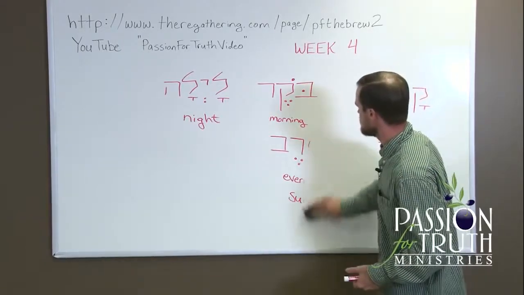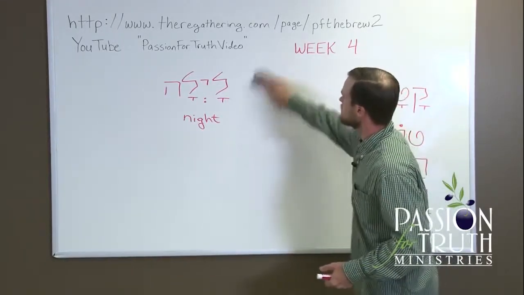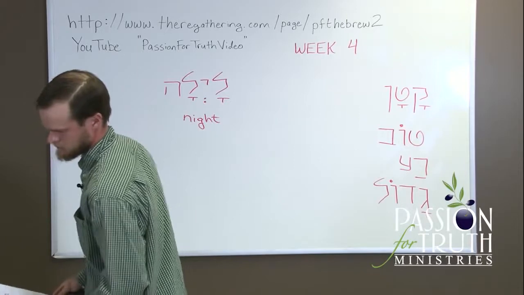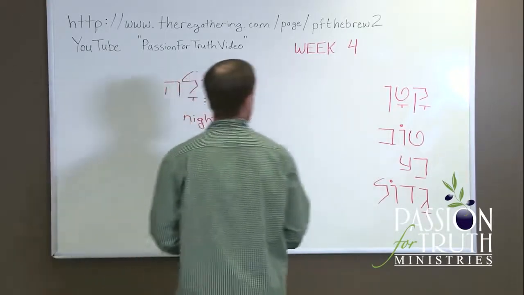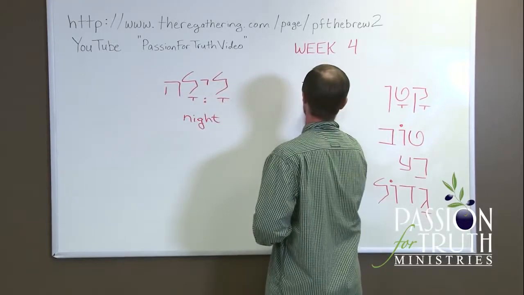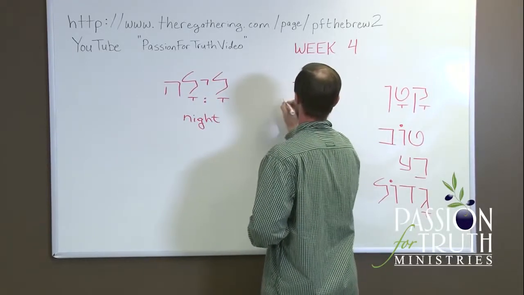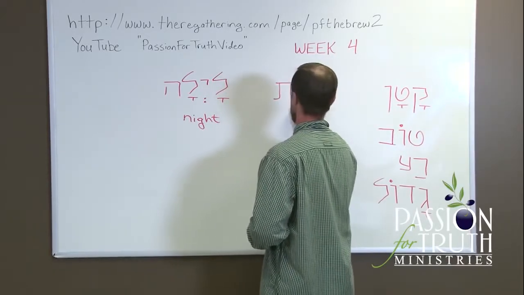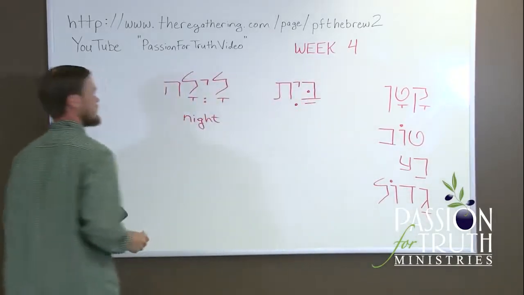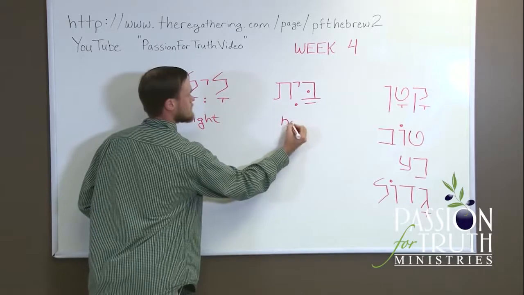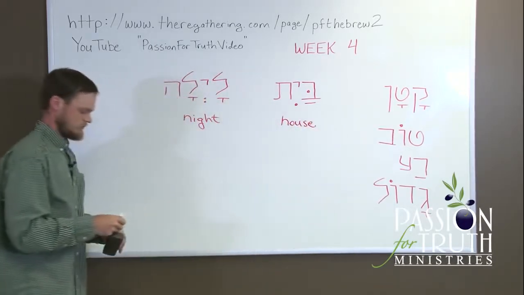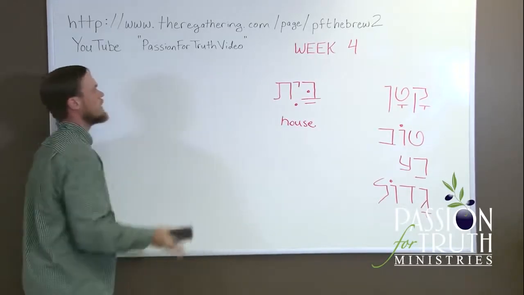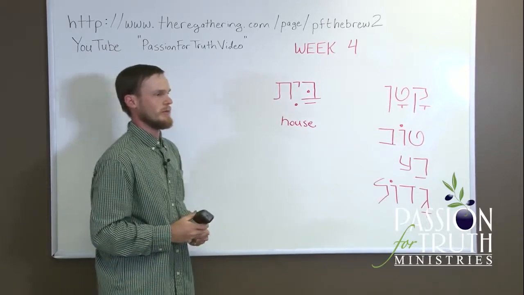How about Bayit? Bait, Yod, Tav, the patach under the bait and a chirik under the yod. Okay, Bayit. Bayit is a house. Okay, so a Bayit Tov would be a good house. Okay, a Bayit Ra would be a bad house.